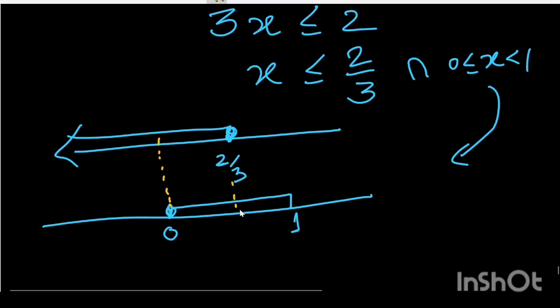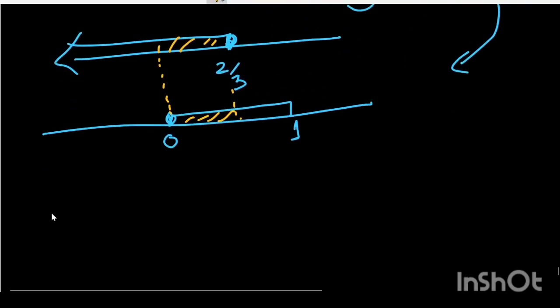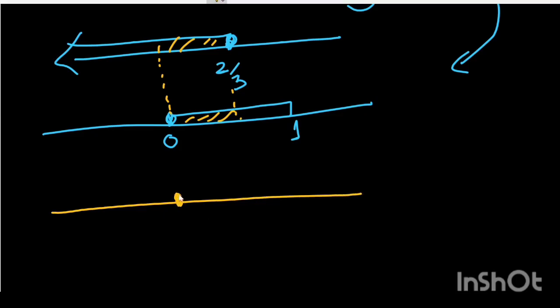0, 2 by 3. So this much is common to both. So the answer of the second case is 0 included, since it is both, it is dark circle. 2 by 3 also included, so 0 to 2 by 3. This is the answer of our second part.